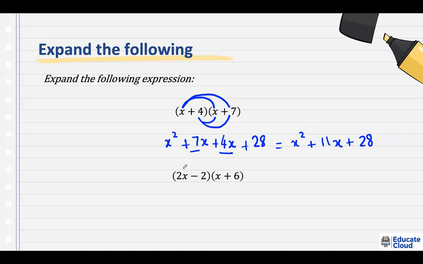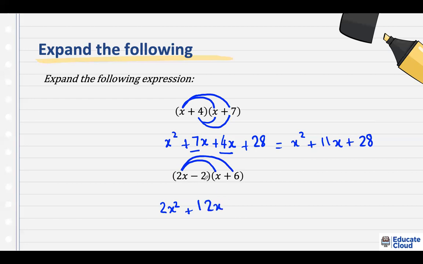Okay, the next one, we've got a 2x and an x. Again, the 2 is just going to remain as 2, and the x times the x makes a 2x squared. And then you're going to do 2x times the 6, which gives us plus 12x.